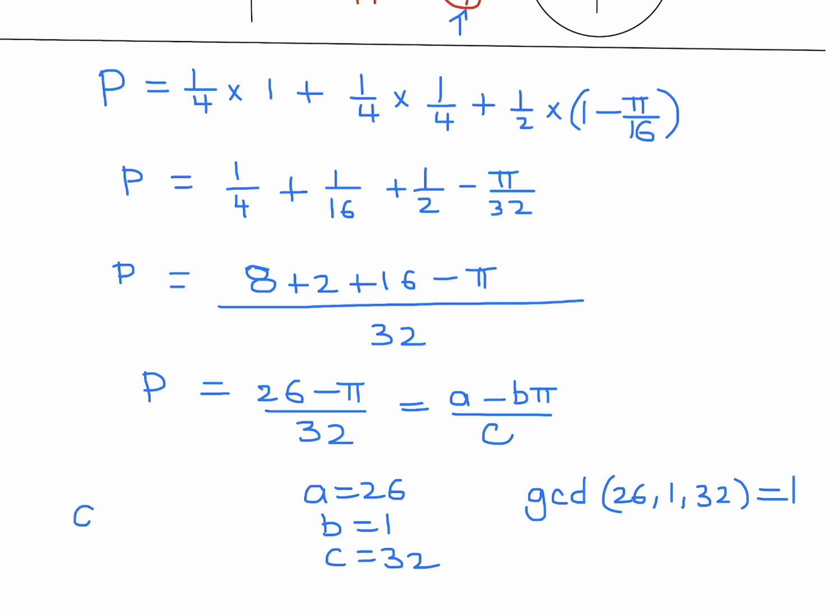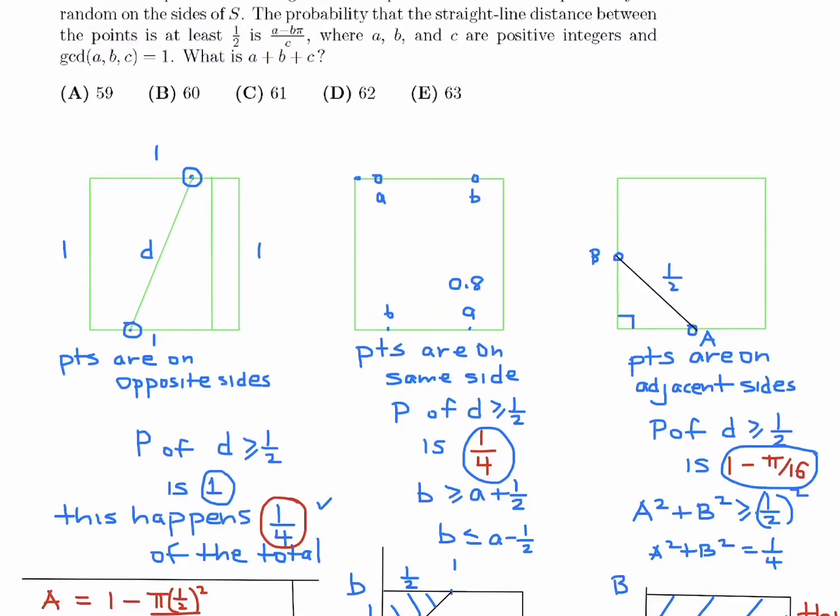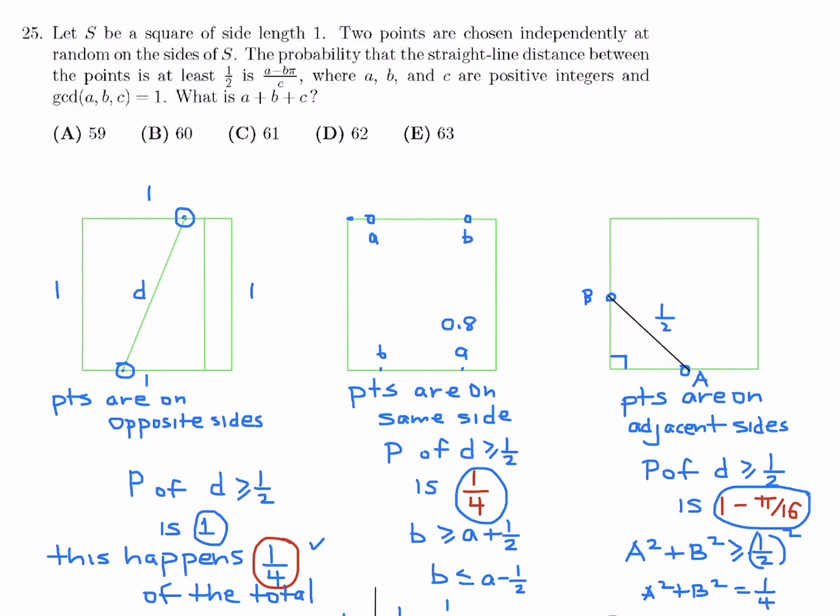So now all I have to do is figure out the sum, a plus b plus c, and that is 26 plus 1 plus 32, which is equal to 59. So 59 is the answer to this question, and that would mean the answer is A.